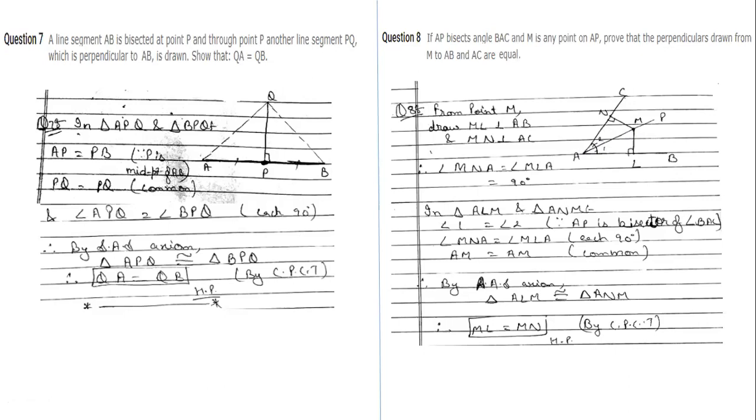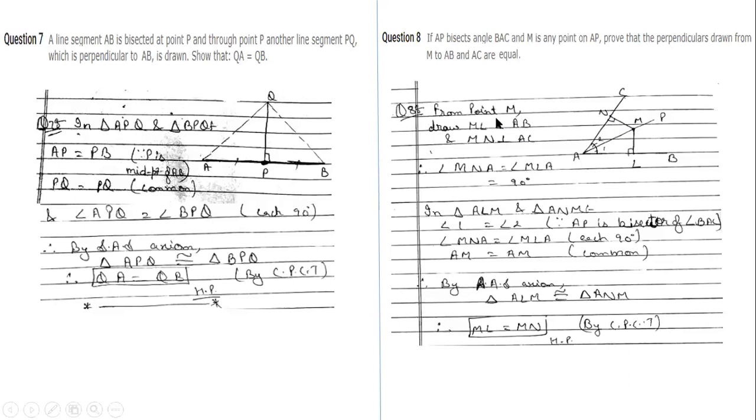AP bisects angle BAC, and M is any point on AP. See, I have taken this M on AP. Prove that the perpendiculars drawn from M to AB and AC are equal. That means from M, we have drawn the perpendicular ML on AB and MN on this AC. We have to prove ML is equal to MN.